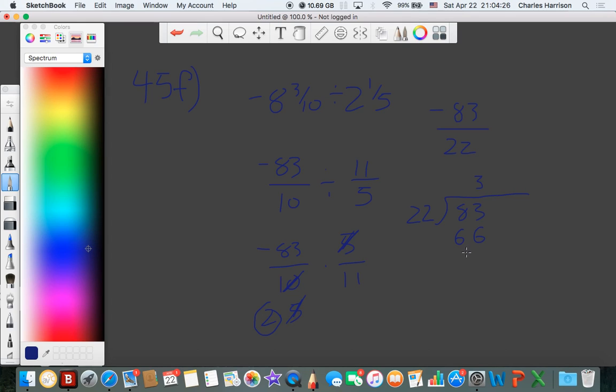Now, we need to ask ourselves what this is. So we subtract it, we steal from here, add here, this turns into 7, and this turns into 1, so 17. So the final answer is a negative, because we have a 3 here and we remember it's negative: negative 3 and 17 over 22. I would say that is the final answer. All right, let's go to the next one, 46.